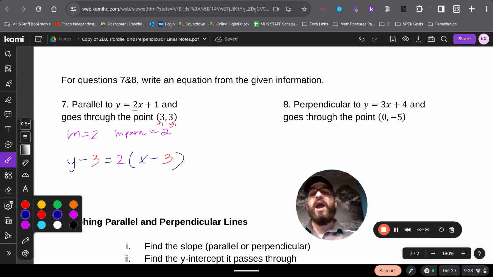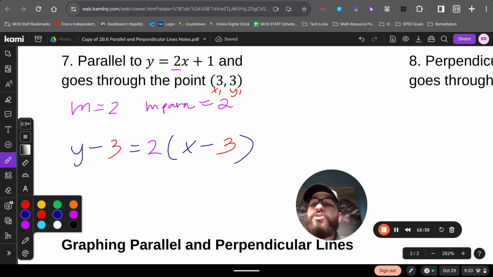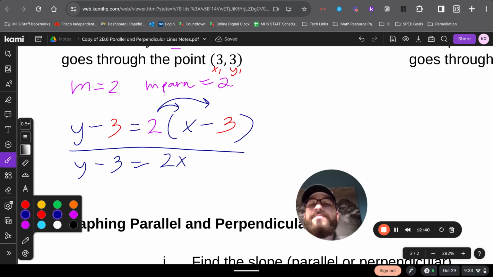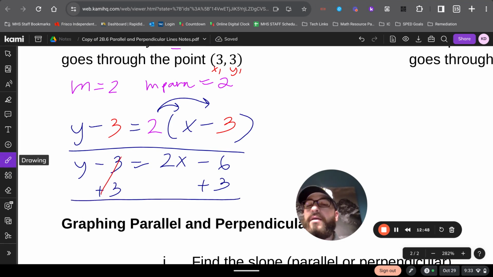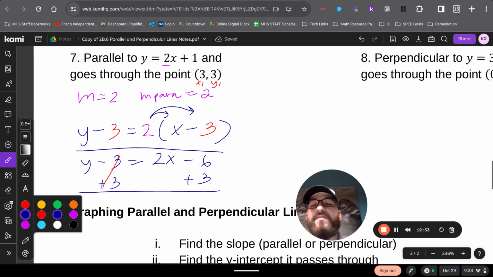Now, let's say after writing it, we wanted to maybe graph this equation, or all of our answer choices were in slope-intercept form. Then just like we practiced, we can convert this to slope-intercept really quickly by distributing this 2 to the inside. That would give us y minus 3 is equal to 2x minus 6. And then I can add that 3 to both sides to get y by itself. It's going to cancel out on the left. On the right, 2x stays 2x, and negative 6 plus 3 becomes negative 3. So we get y is equal to 2x minus 3.